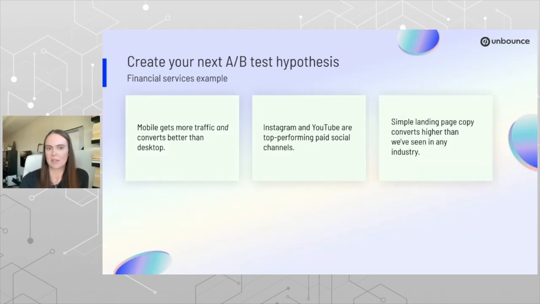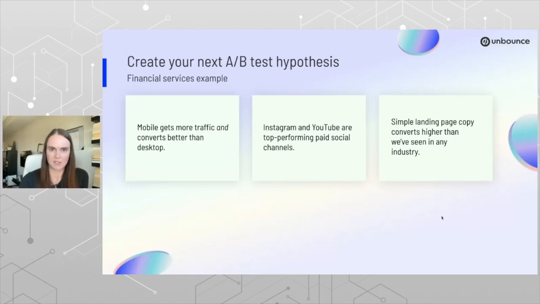And last, we know that landing pages written at a 5th to 7th grade reading level, again, which is writing simpler or as simple as Harry Potter, convert at 18.1%, which is higher than we've seen in any other industry for that reading level, which means that simple copy matters even more here.